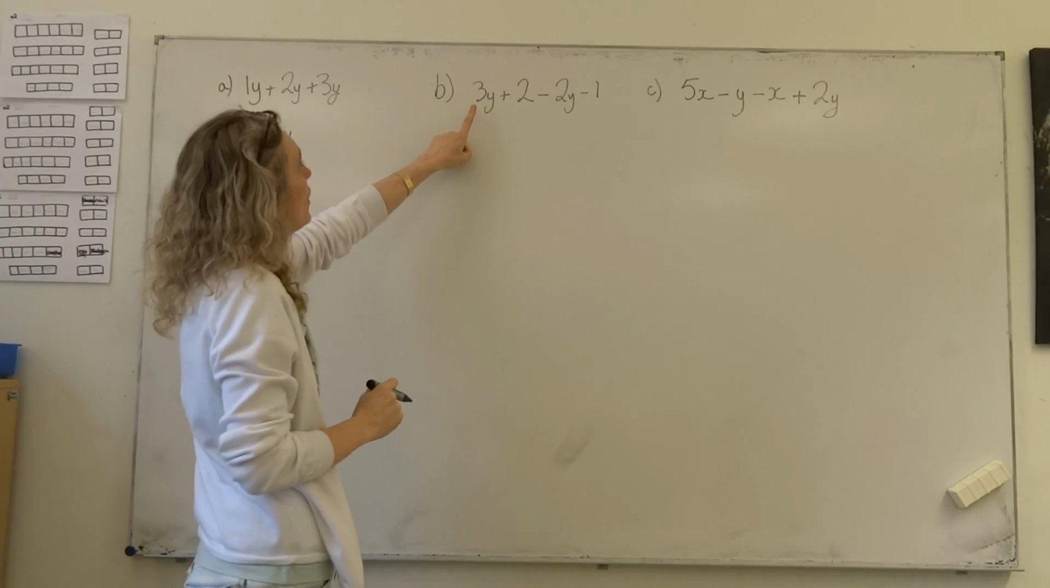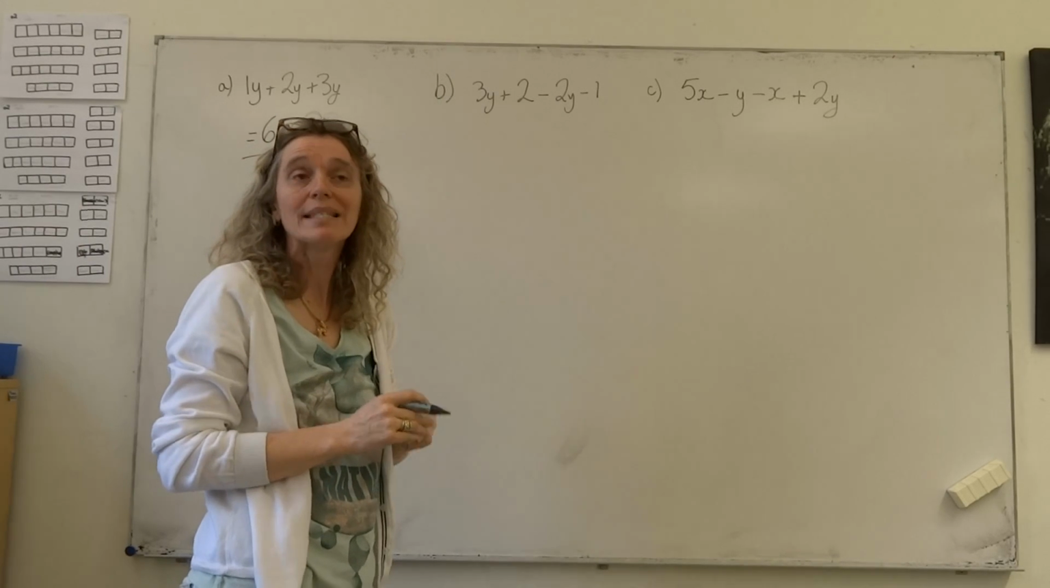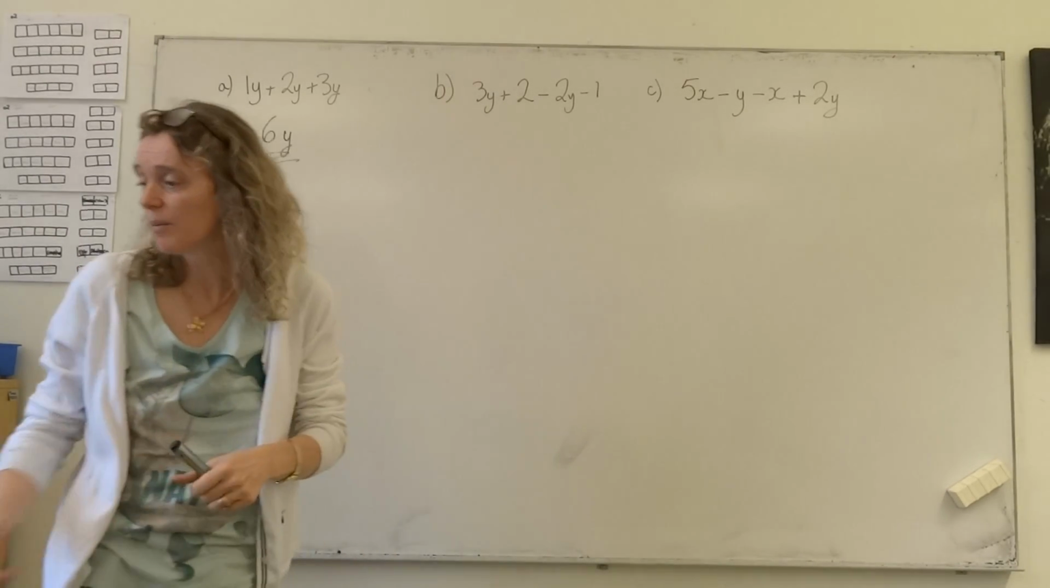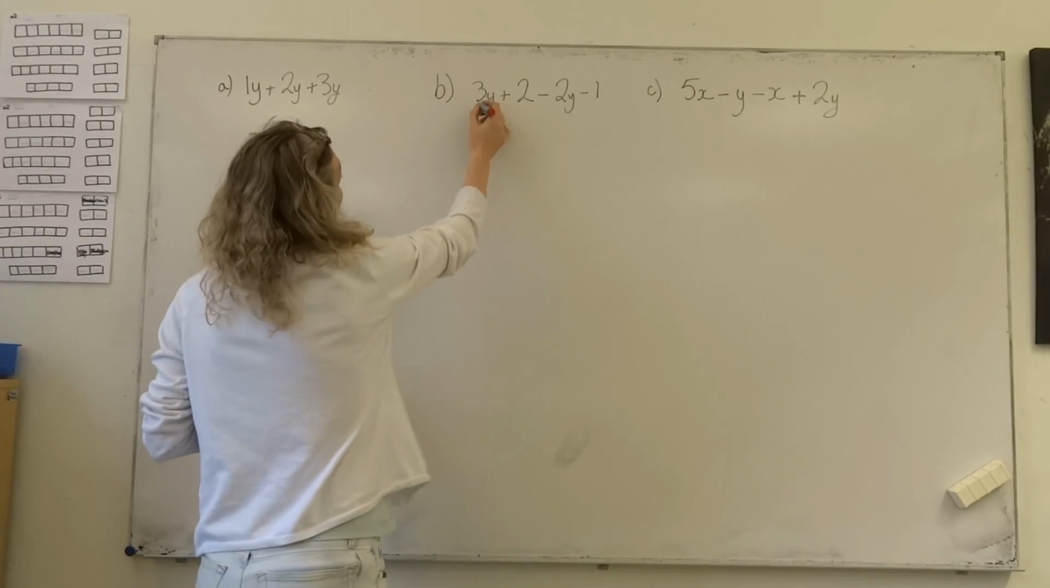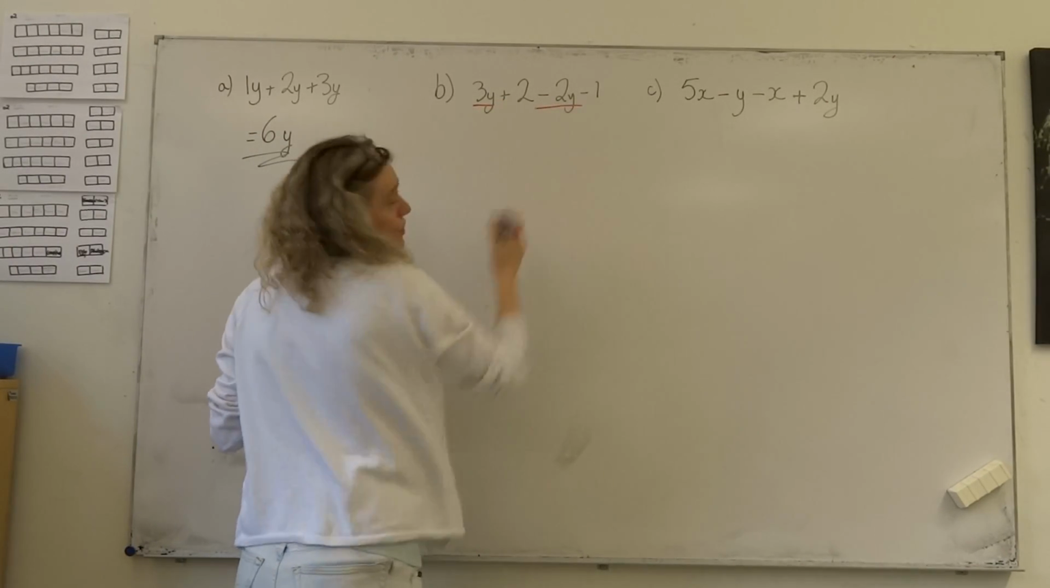In this one, first we count the y's, then we look at the numbers. And we have to keep them separate because they're different things. We have 3y here and we have minus 2y there.